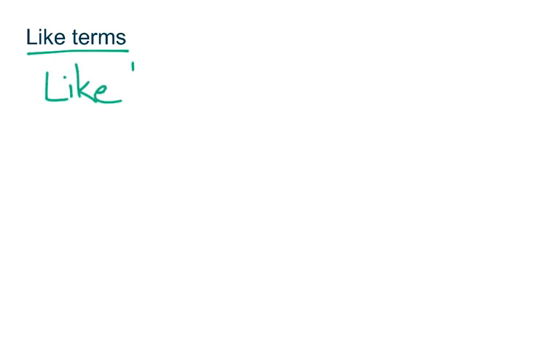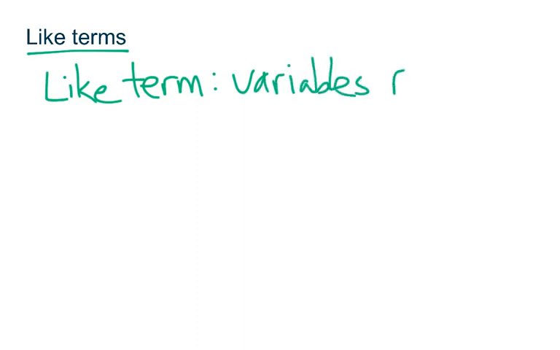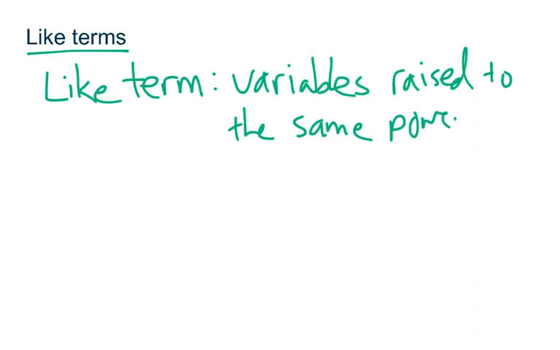And so like terms are variables raised to the same power. All right. And the analogy I love to use for this is apples and, oh, that's a bad banana. Sorry about that. Bananas.